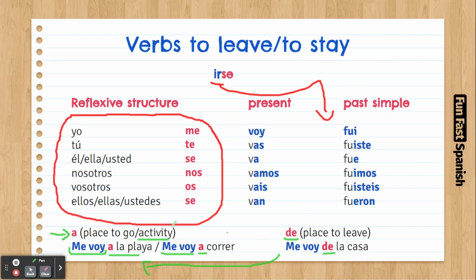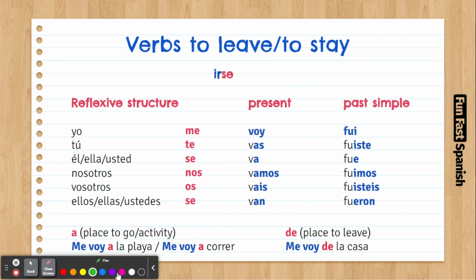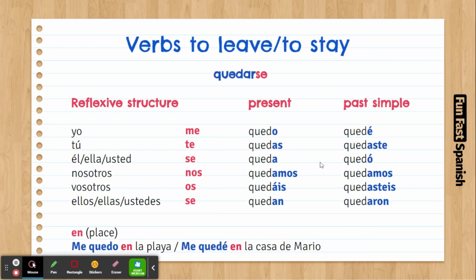Good. So let's have a look at the verb to stay. The verb to stay is also very important because you use it a lot to talk about trips or to talk about places where you stay, right? Maybe your friend's house, doesn't matter. So the verb to stay is also a reflexive verb. Is quedarse. As you can see, quedarse. Quedar is the root verb, and se is what makes it reflexive.